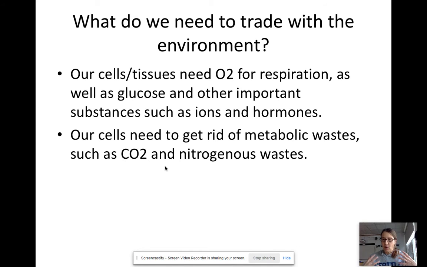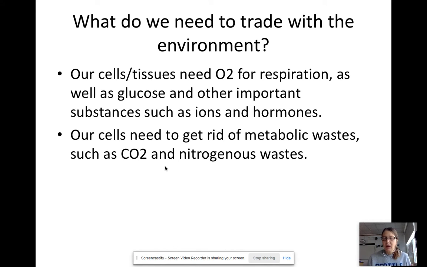And so once that gets into our lungs, it has to be transported as well. So our cells need to get the glucose that's been digested and absorbed from our digestive system. And then we also need to get oxygen that we breathe in through our lungs to each of the cells. And that's going to happen through our blood.